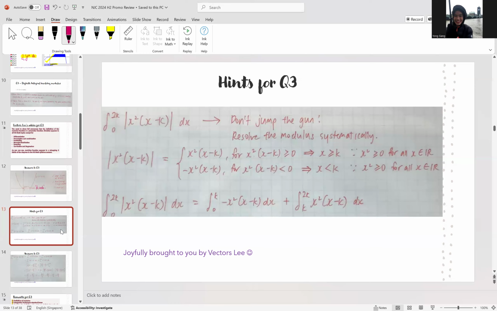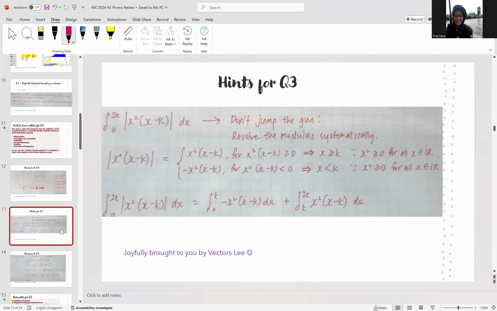Like, let's say, x squared times (x minus k). Now, if I solve the inequality x is more than or equal to k, that means if the upper bound is very huge, and the lower bound is also x more than k, then you can very safely do the integration for x squared times (x minus k) without even having to break down the modulus.